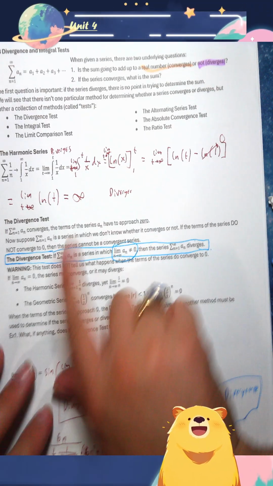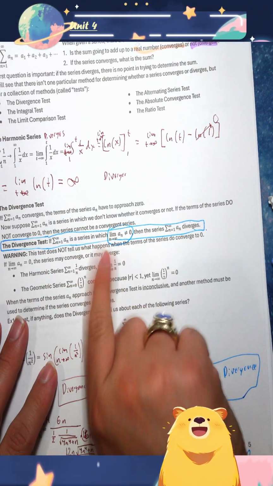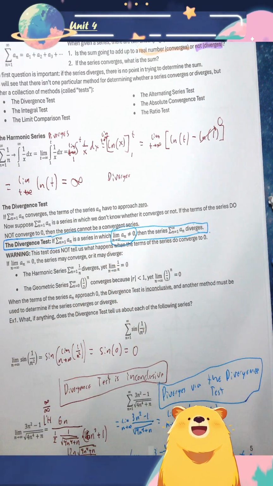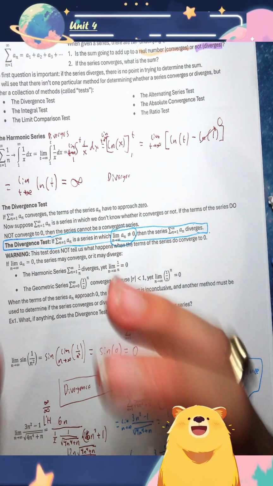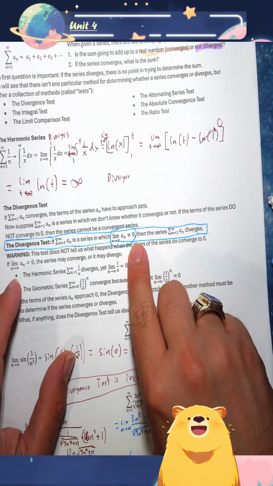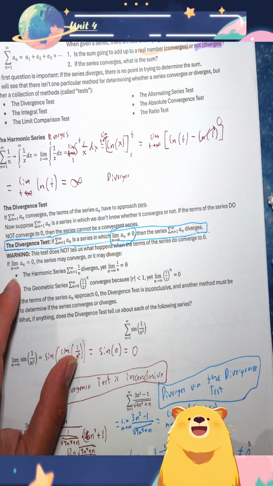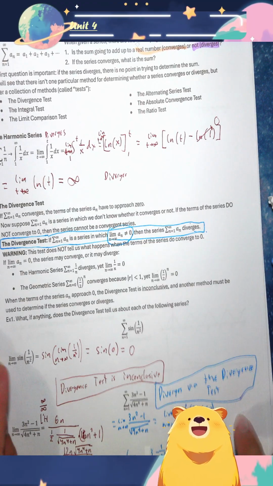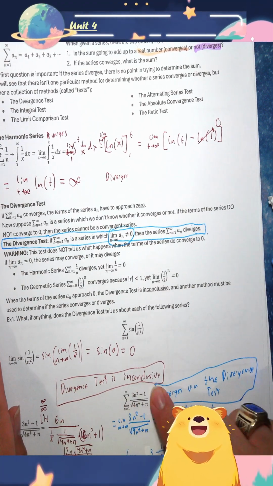So again, the divergence test, because this is the last one. You're checking if the limit of what's in the sum, not the sum of what's in the sum, does not equal 0. If it doesn't equal 0, then it diverges via the divergence test. If it does equal 0, then you need to do something else. We're going to learn some of these something elses.